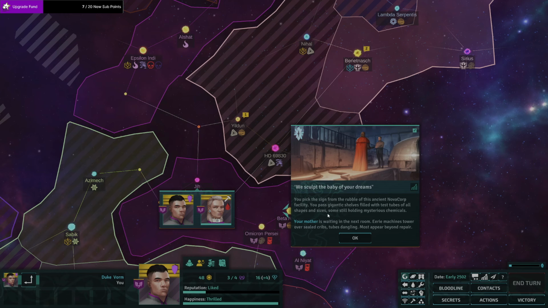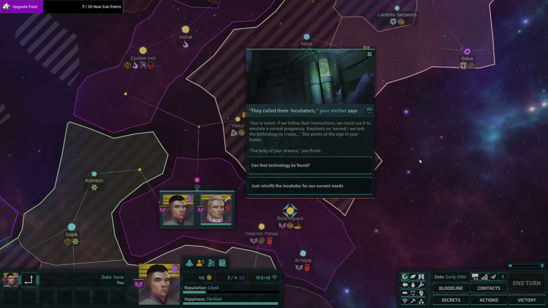Your mother is waiting in the next room. Eerie machines tower over sealed cribs, tubes dangling, and most appear beyond repair. They called them incubators, your mother says. One is intact. If we follow their instructions, we could use it to emulate a normal pregnancy. Emphasis on normal. We lack the technology to create, she points at the sign in your hands, the baby of your dreams, you finish. Can that technology be found? Just retrofit the incubator for our current needs.